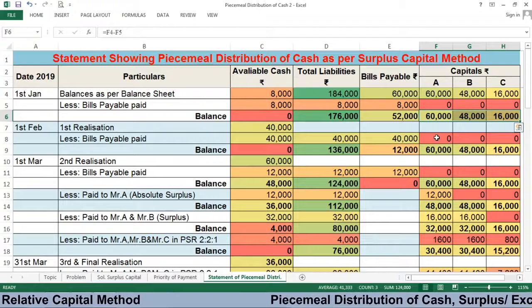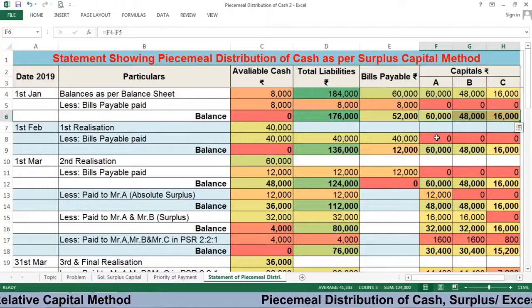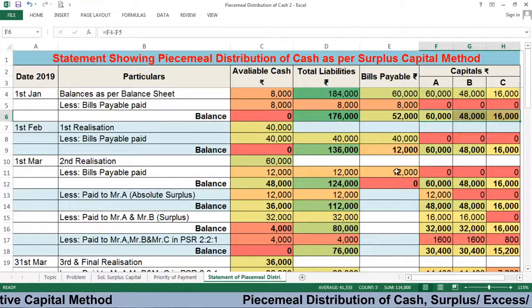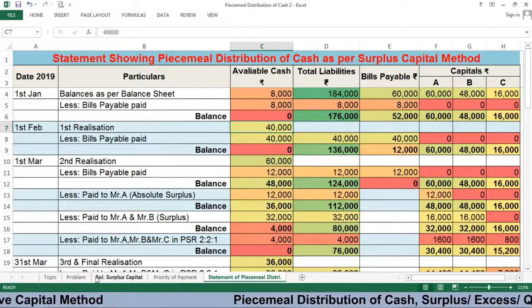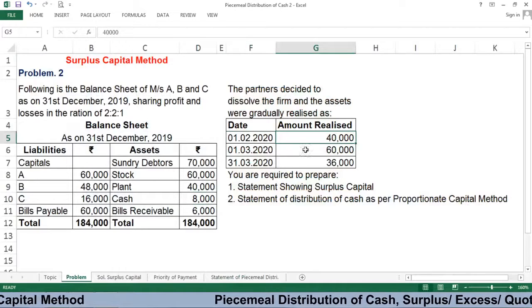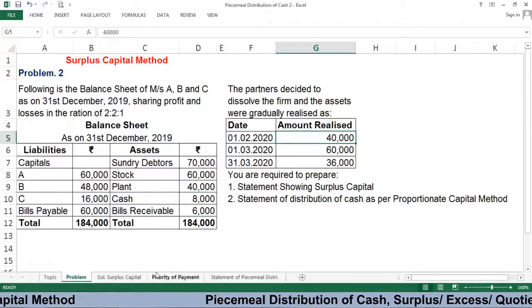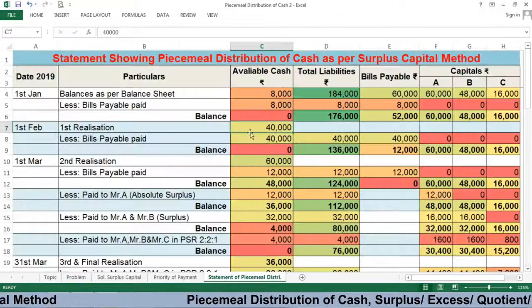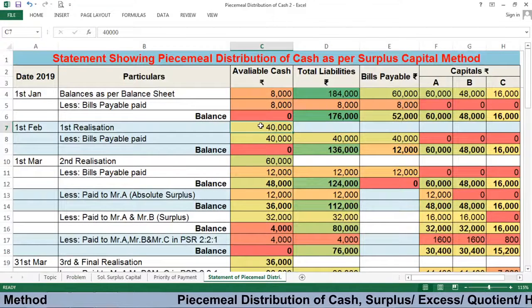In the second step we have to record realization. In the realization, the first realization is of rupees 40,000. Here in the example it is given that on the 1st February we got 40,000 for assets realized. So here we got realization of rupees 40,000.